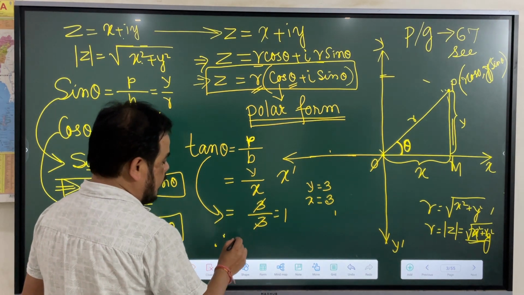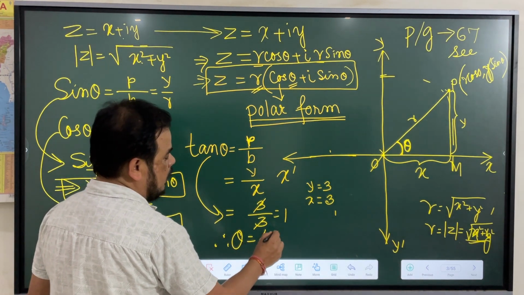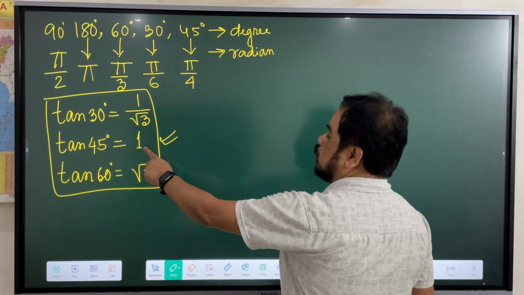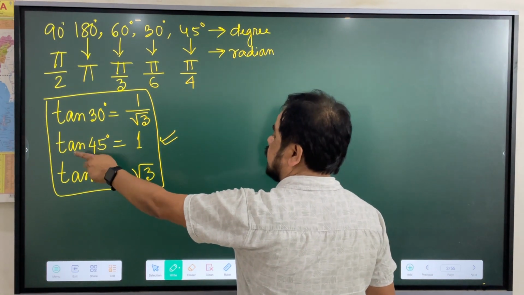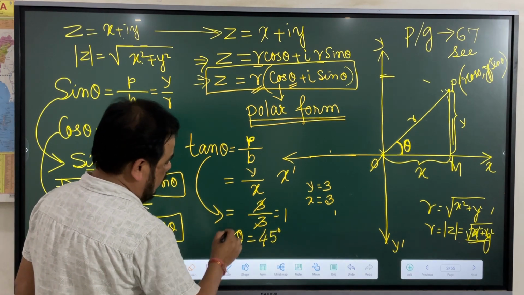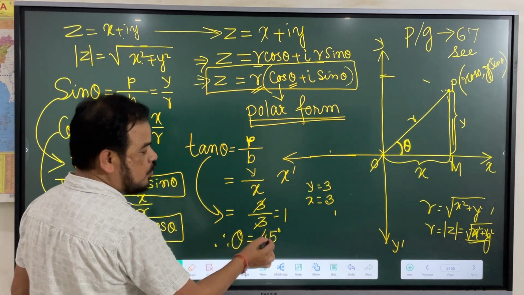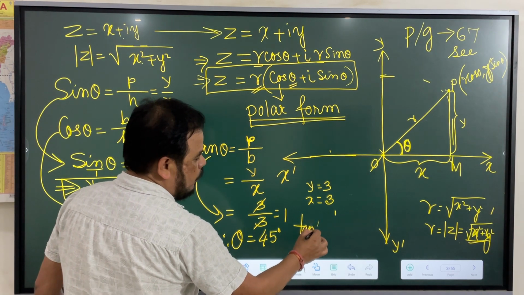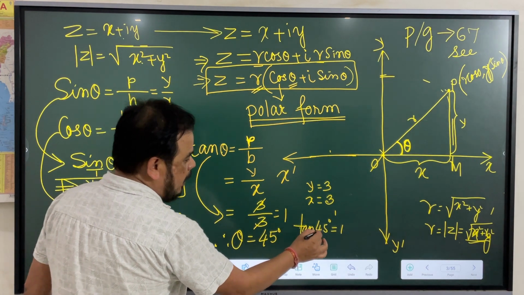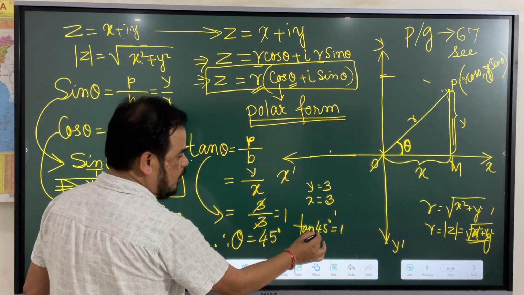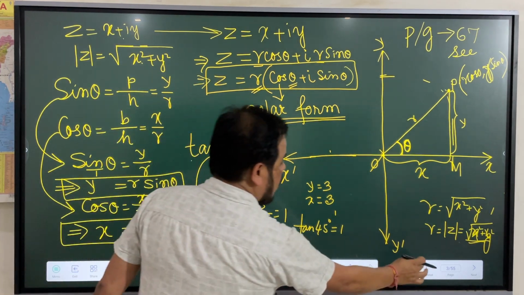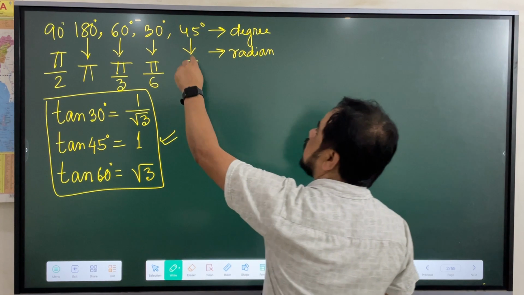Therefore, theta is equal to 45 degree. Tan 45 degree is equal to 1, we have learned already. So tan theta equals 1 means tan 45 degree equals 1. Therefore theta equals 45 degree. In place of theta, what is theta? 45 degree. Therefore theta equals 45 degree or pi by 4.